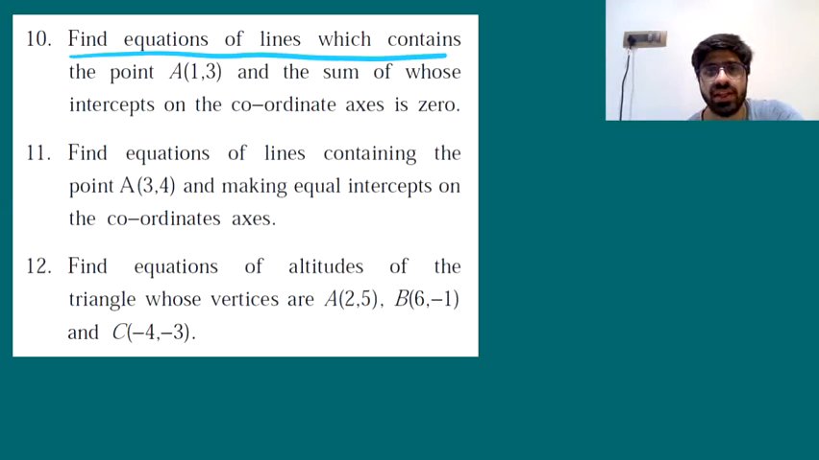Find the equation of lines which contain the point 1, 3 and the sum of whose intercepts on the coordinate axes will be equal to 0. That means if the x-intercept is k, the y-intercept will be minus k.